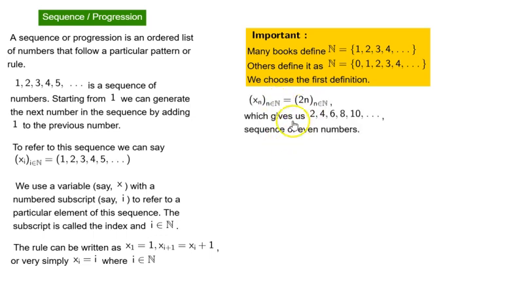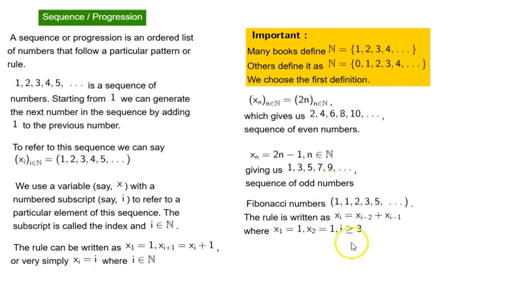Okay, now this is another one, x sub n, where n is in the set of natural numbers, is equal to 2n. This is the list of even numbers, or more specifically, positive even numbers. Of course, here we are excluding 0. x sub n is equal to 2n minus 1, where n is in the set of natural numbers. This gives us the sequence of odd numbers.